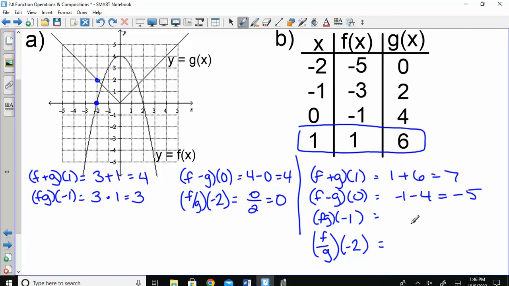f times g of negative 1. So negative 3 times 2, negative 6. And f divided by g of negative 2. So negative 5 divided by 0, which is undefined. No solution. Can't divide by 0. All right. Can we handle those?